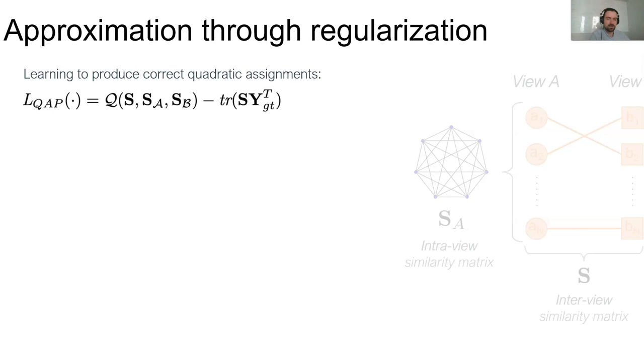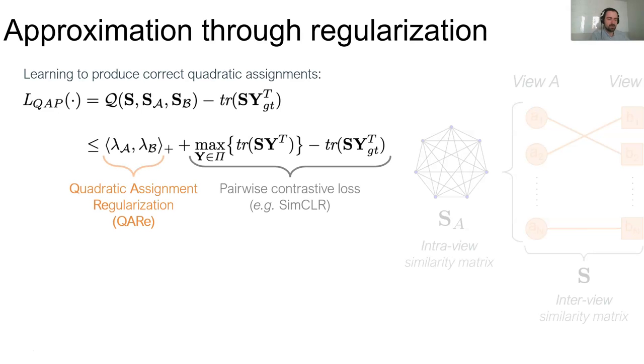We next derive a tractable approximation to allow contrasting quadratic assignments. The approximation boils down to regularizing the pairwise contrastive loss, for example, SimCLR or InfoNCE objective. We term the resulting regularizer as CARE, for quadratic assignment regularization.